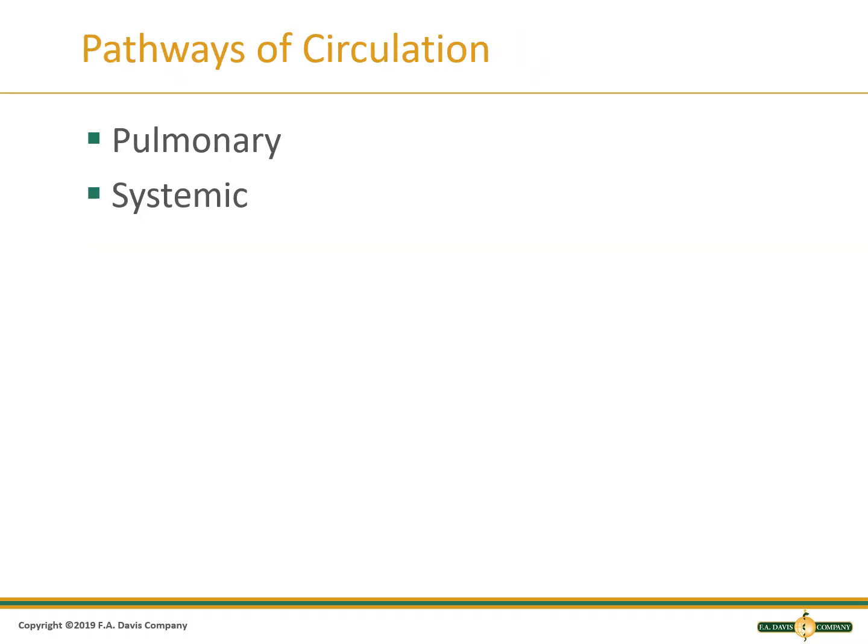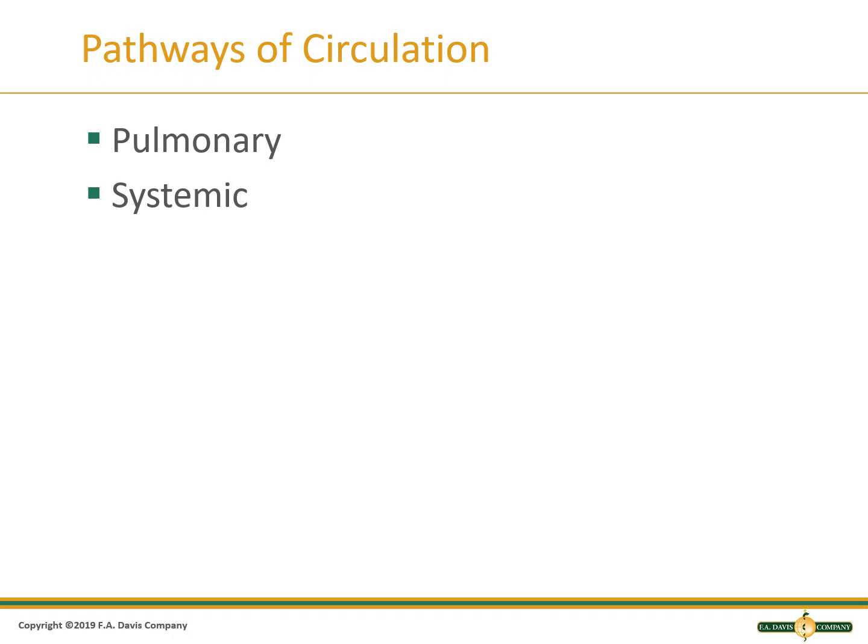Okay, now we need to look at your pathways of circulation, and this is where I want you to refer to the handout that I have given you. On one side of the handout you see pulmonary circulation, and on the other side of the handout you see systemic circulation. All right, let's start with pulmonary. Pulmonary and systemic are your two types of pathways of circulation. So basically we're looking at blood flow through the heart to the lungs. In systemic circulation, we're looking at blood flow through the heart to the body.